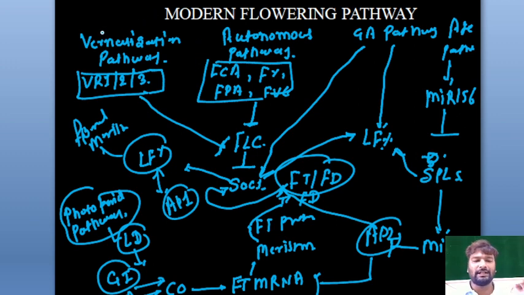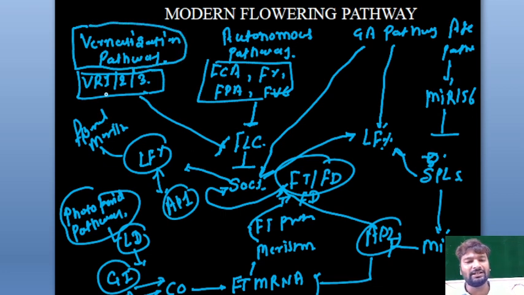So friends, in this we can see that there are four pathways which are involved in the modern flowering pathway. First is the vernalization pathway, and we already discussed that there are three genes for regulation of vernalization: VRN1, VRN2, and VRN3. VRN2 acts as a repressor. So this gene represses the FLC gene, flowering locus C gene. Then second, the autonomous pathway. In that, the genes like FCA, FY, FVA, and FV also regulate this FLC gene.